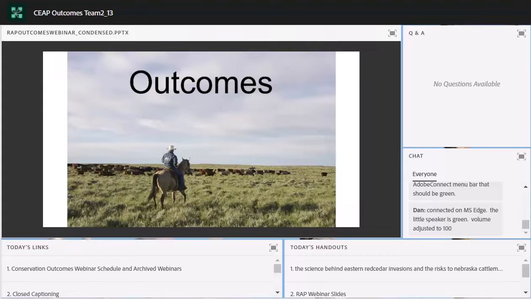But there's a flip side of the coin, and that is that outcomes are also important for people. They're important for families. They're important for livelihoods. And many times, when we have positive outcomes for conservation, we also have positive outcomes for people. So when we're helping people help the land, we're really helping people to create positive outcomes and to help themselves and their families and their livelihoods.